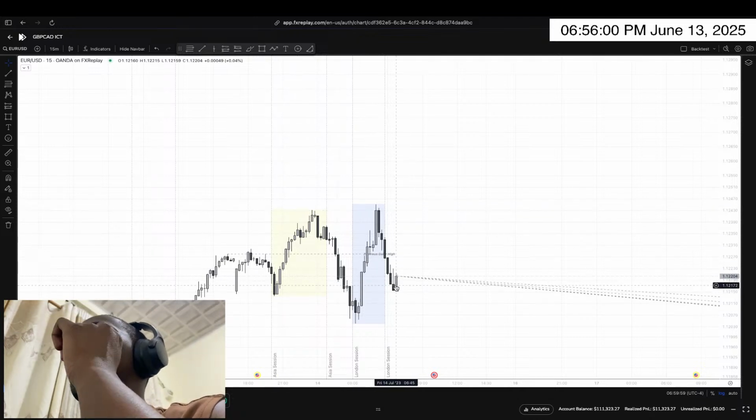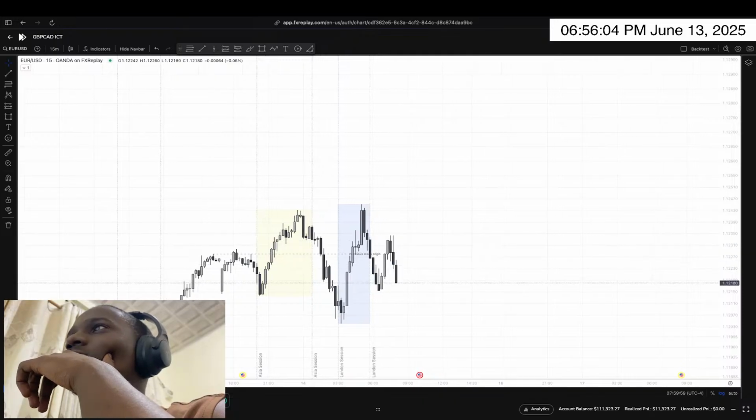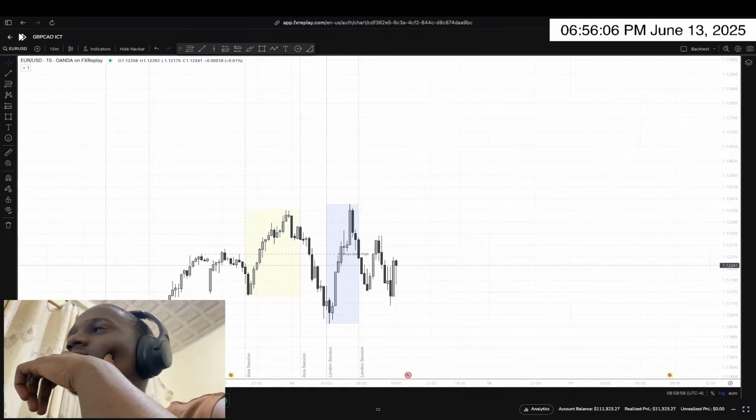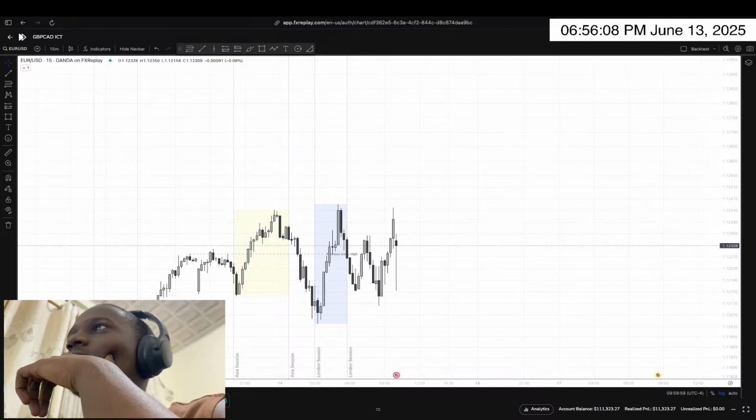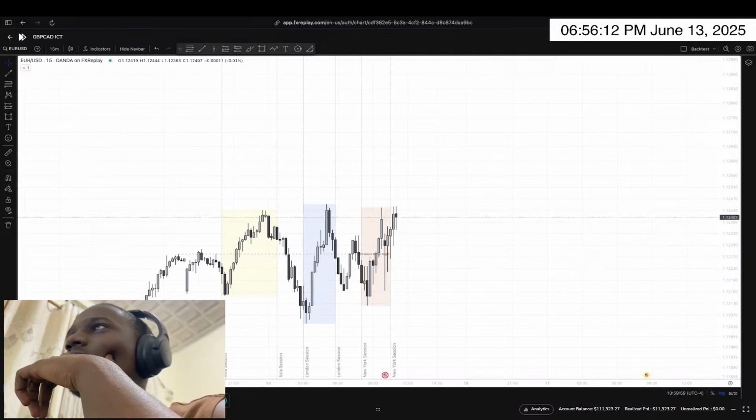This will be some kind of manipulation. Maybe I would like to wait for London to show some more clear signs, because I think this will be a stop out. London has started. I mean New York.